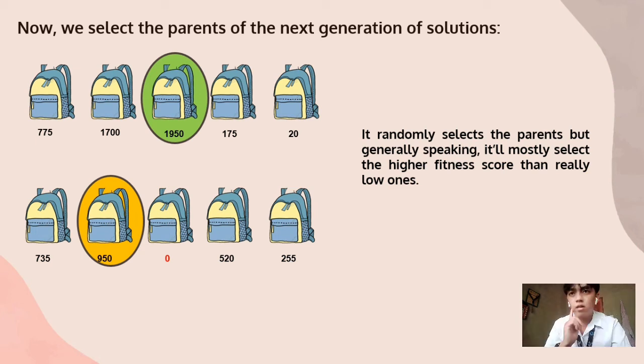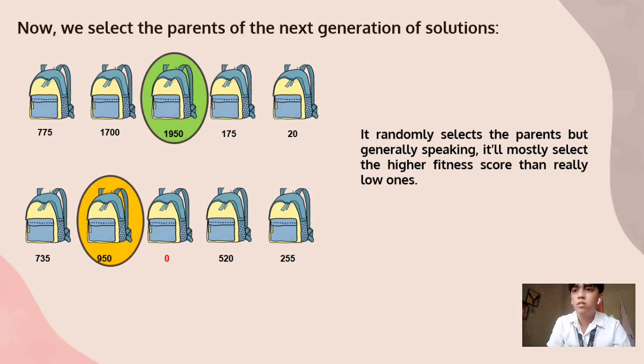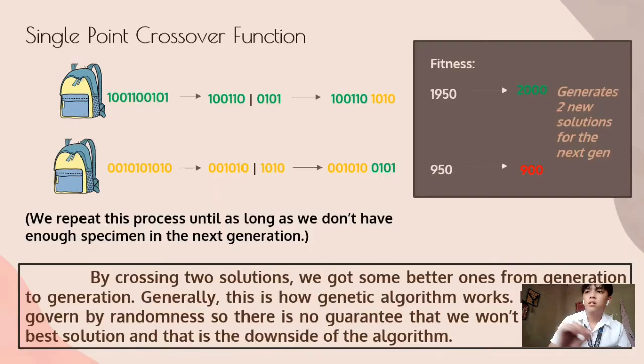Okay guys, it randomly selects the parents, but generally speaking it will mostly select higher fitness scores rather than really low ones. The best knapsack in this example is knapsack number 3 at 1,950 grams. Next is the single point crossover function, using knapsack number 3 at 1,950 grams and knapsack number 7 at 950 grams.